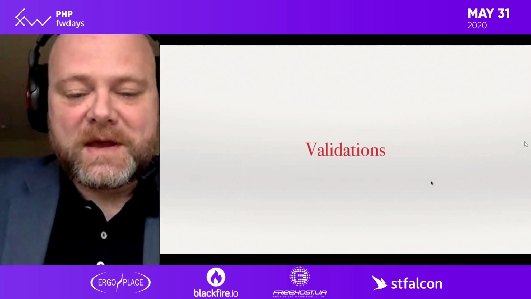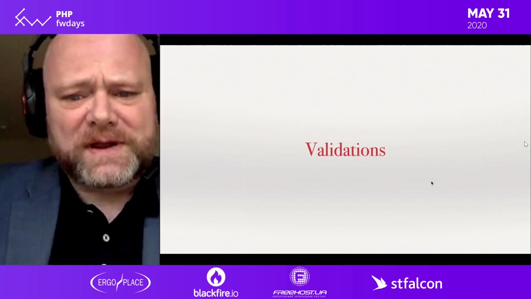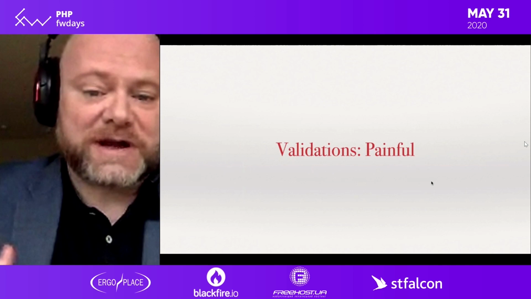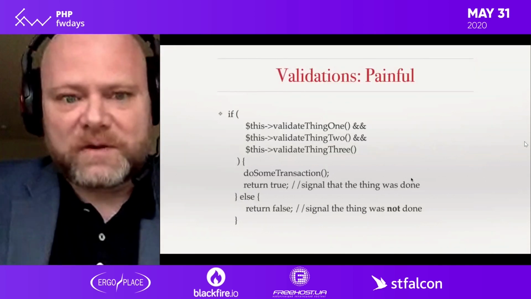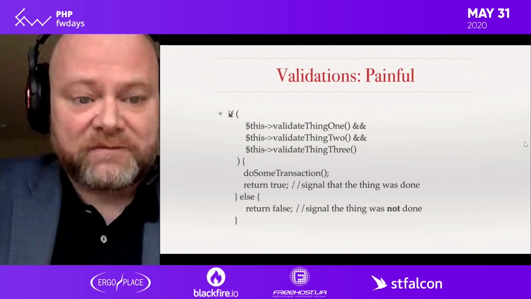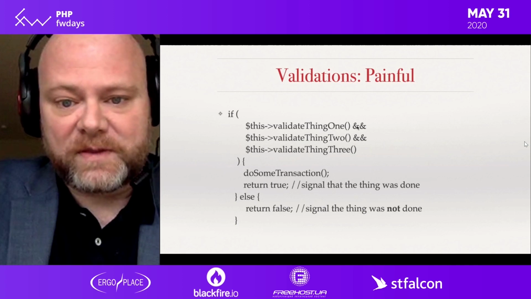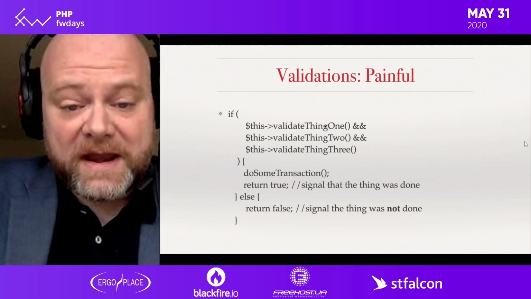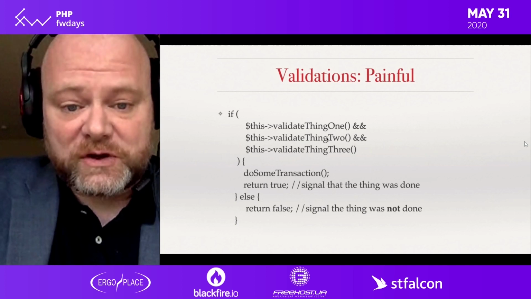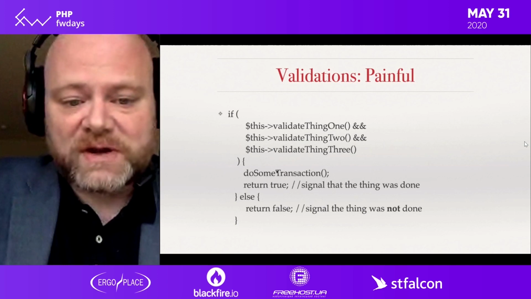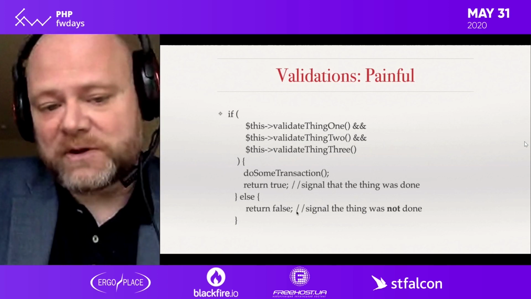Okay. All right, so let's get into it. Let's look at validations. So I'm going to show you a pretty typical example of validations that you might see in code today, which I call pretty painful. And this is kind of what it might look like. You might have an if statement with sequential calls to validation methods, with ampersands. So if any one of those methods returns false, which means the validation failed, then the transaction here is not going to happen, and then we might return false.